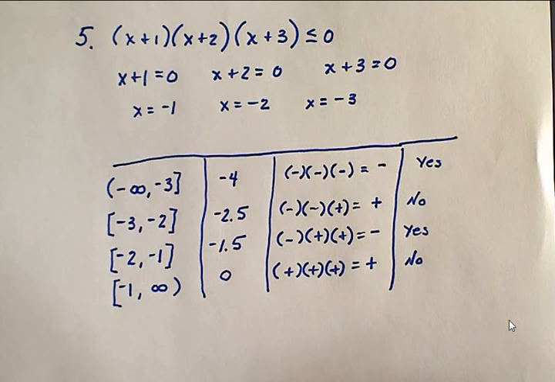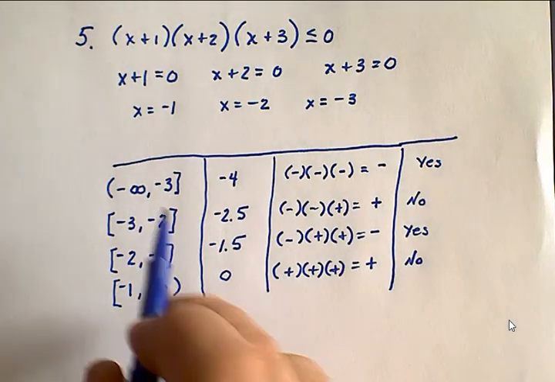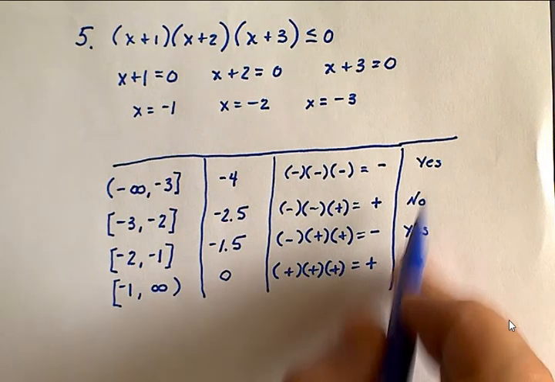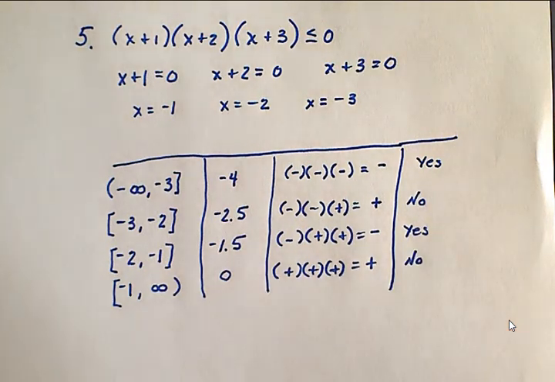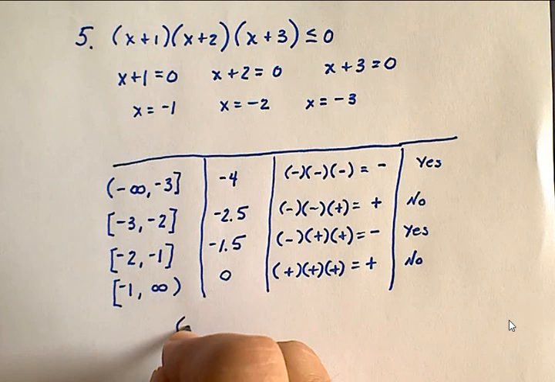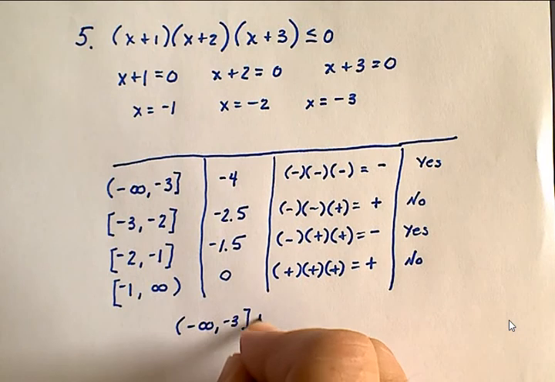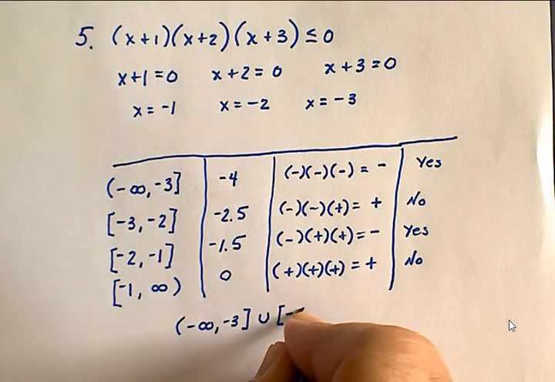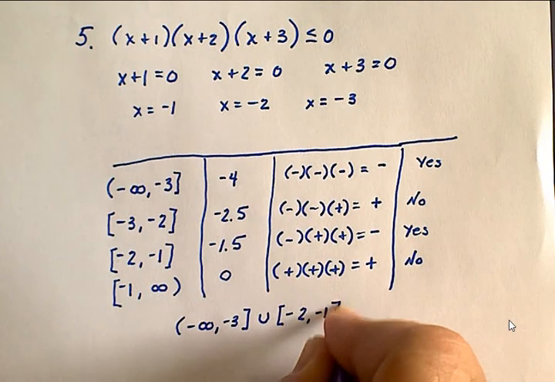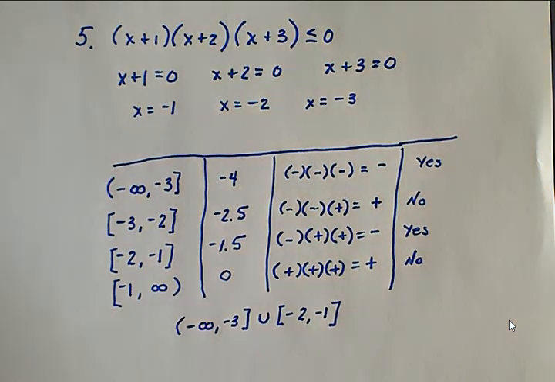Now, what I'm looking for now is any interval that's a yes, has to be included in my answer. So I'm going to go from negative infinity to negative 3, bracket, union, negative 2, negative 1. And those are the two yeses that we got up above. So that union of solution sets is your answer. Okay, that's more typical of the type of problem that you'll see up above in 1, 2, and 3, and you'll see more later.